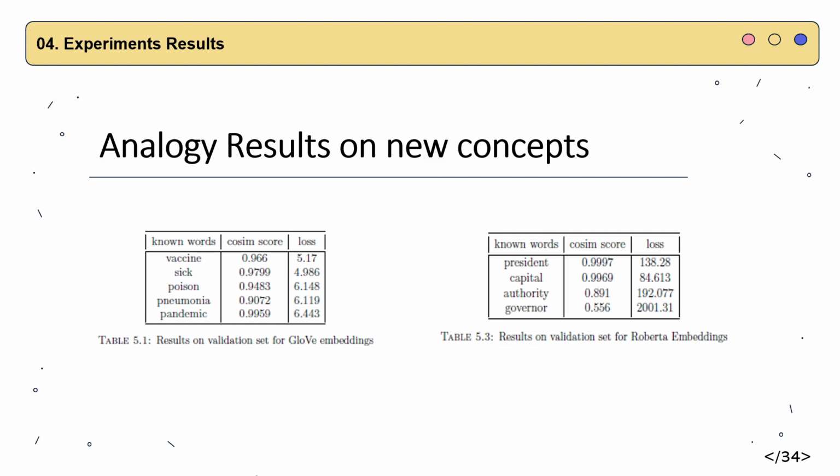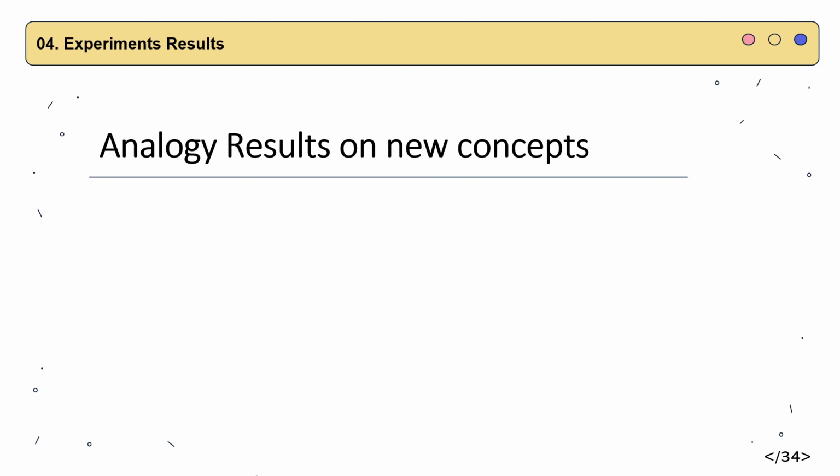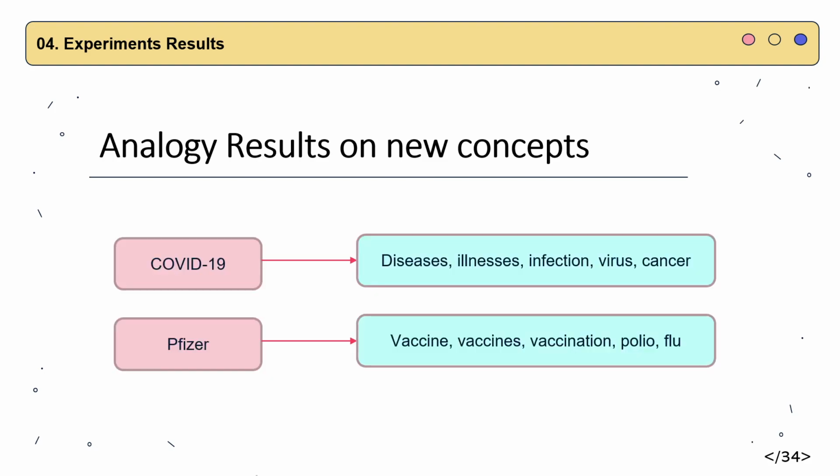Similarly, we have achieved good results on the validation set for Roberta as well. But more importantly, we want to know whether our model can perform on actual, more meaningful words that the model does not know. So we feed through COVID-19 and Pfizer, which provide a synthetic embedding that is similar to disease, illnesses, infection, virus, and cancer. And for Pfizer, it identified that this embedding is related to vaccines, vaccination, polio, and flu.